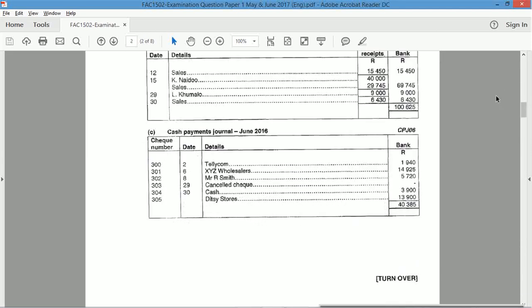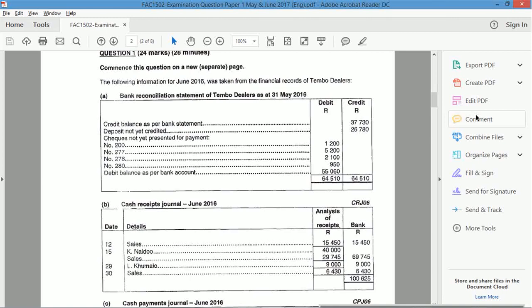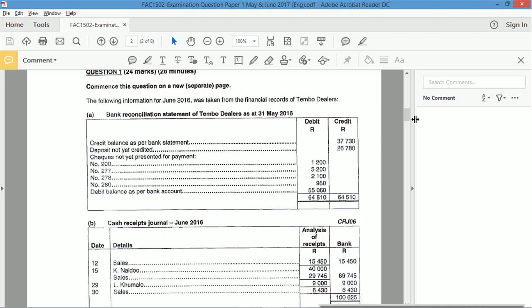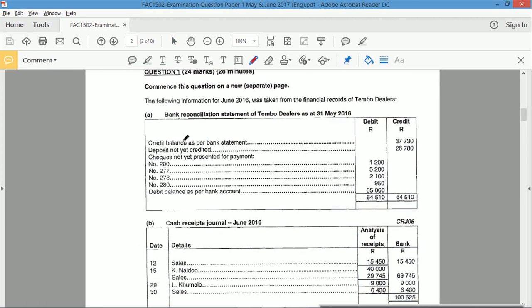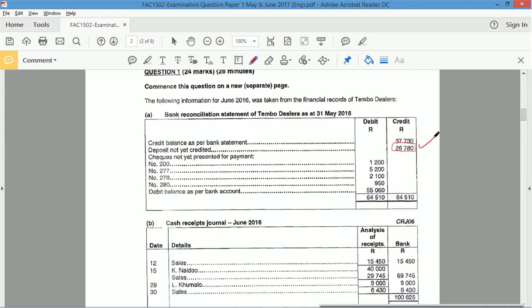Then we need to go to the first bit and we need to start ticking and all of that. Okay, so this was last month's reconciliation. This was for the month of May. So you need to confirm what's here and what's in your books. Okay, so credit balance as per the bank statement, I don't need that, that's last month. Deposit not yet credited. So this deposit, is this deposit in my books? Let's go and check. There's the deposit. 26,780. Yes. So I can tick that. And I can tick that.